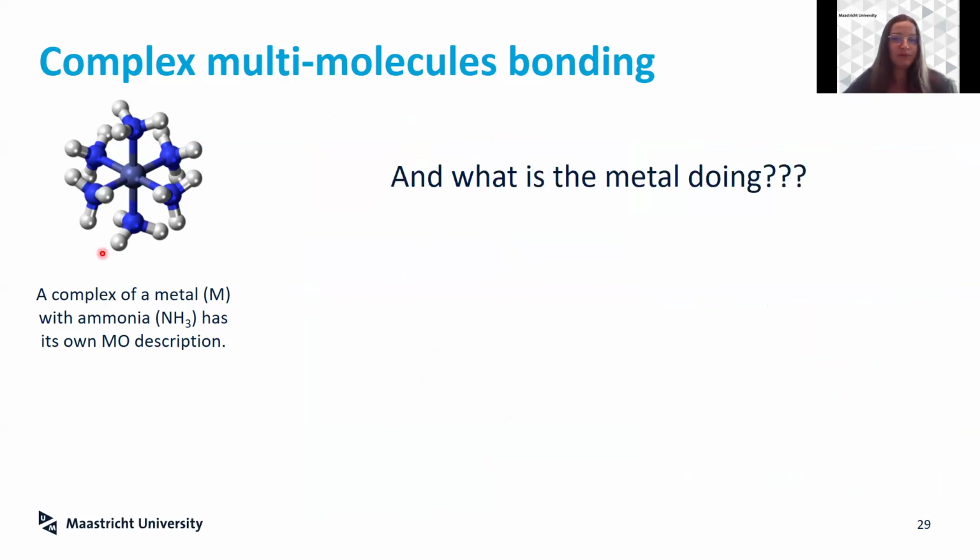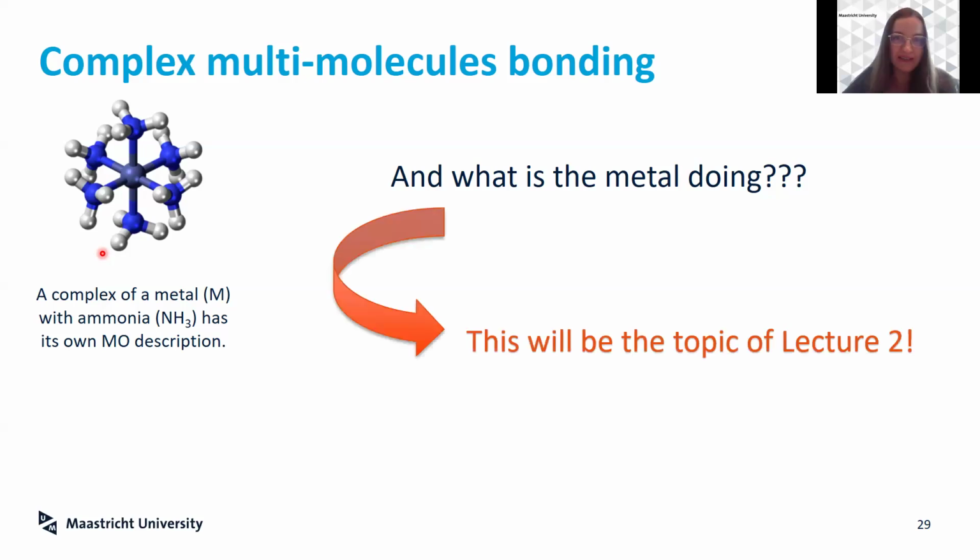What is the metal doing in this thing to be able to actually build the whole molecular orbital description? Well, this is going to be the topic of lecture 2. So about this, we're going to talk in the next week. We will move then into a systematization of all these weird arrangements that we've seen, so we make sure that we can actually address all the molecules that we're going to find.